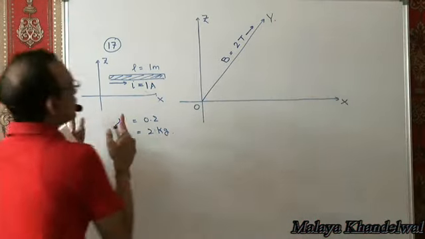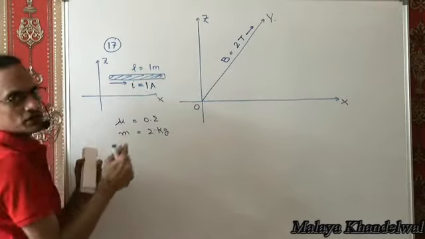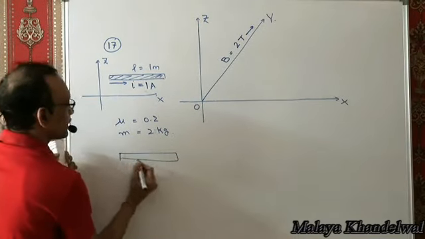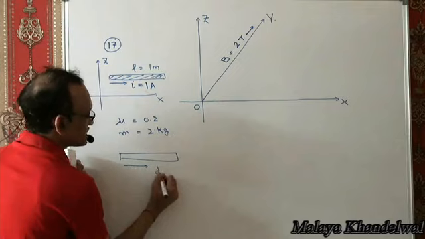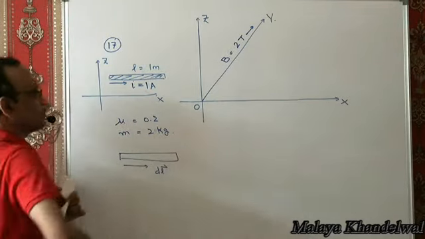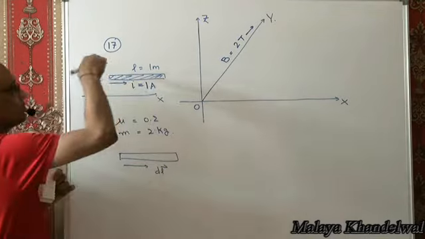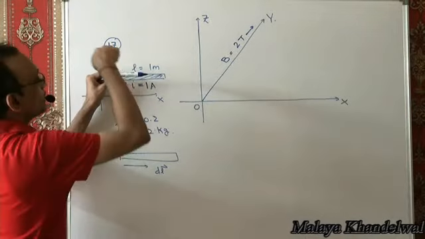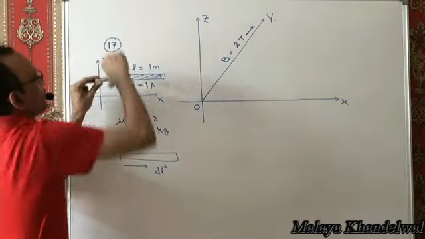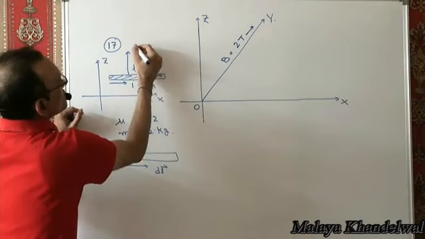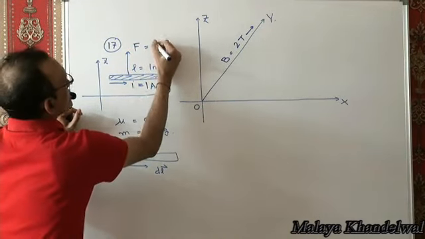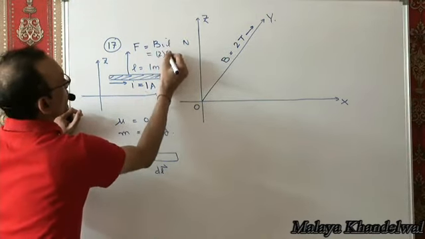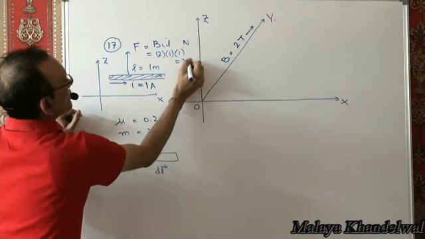First of all, what's the force acting on this? BIL. Because this is the wire, and dL is like this, in the direction of the current. B goes into the plane of the board. So dL cross B is upwards, so the magnetic force is going to be upwards, and that's going to be BIL. Let's see how much this turns out to be: 2 into 1 into 1, that makes it 2 newtons, the magnetic force.